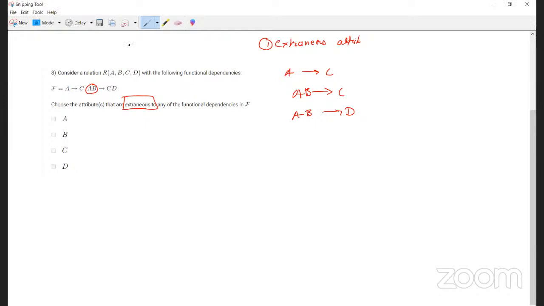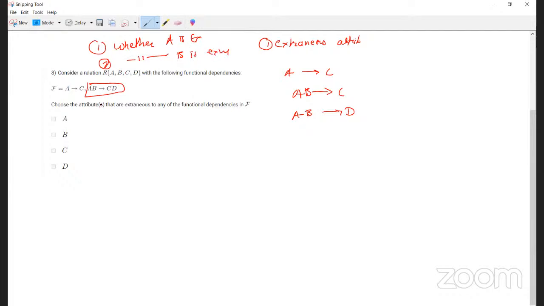How? AB is combinedly determining C, no? Yeah, but A can also determine C by itself. So A along with any other attribute can also determine C. ABD can also determine C. See, here we are checking for this functional dependency, right? So the first thing is whether A is extraneous or not, and the second thing is whether B is extraneous or not, right?